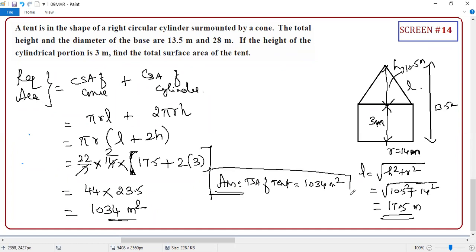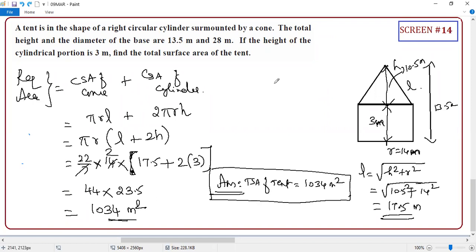Guys, if you ask whether I need to write the answer or not, please write the answer and highlight it. The teacher will give the tick mark and will leave the place easily. Clear or not? Clear, sir. Sir, I have a doubt. Yes, tell me.